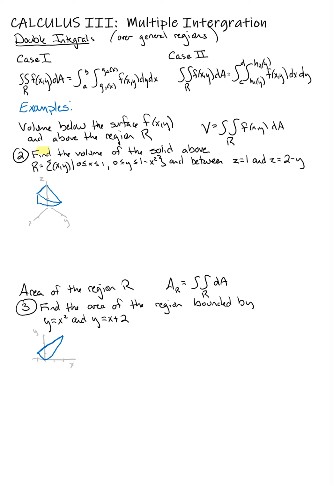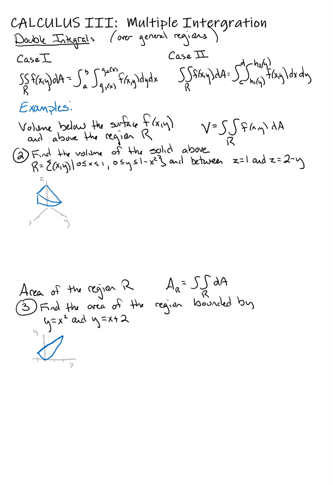We'll be finding the volume of a solid that is above the region described by xy, where x goes from 0 to 1 and y goes from 0 to 1 minus x squared, and between the curves z equal to 1 and z equal to 2 minus y. So first off, I notice that my y values are defined on x values, which means I want to integrate with respect to y first and then with respect to x.